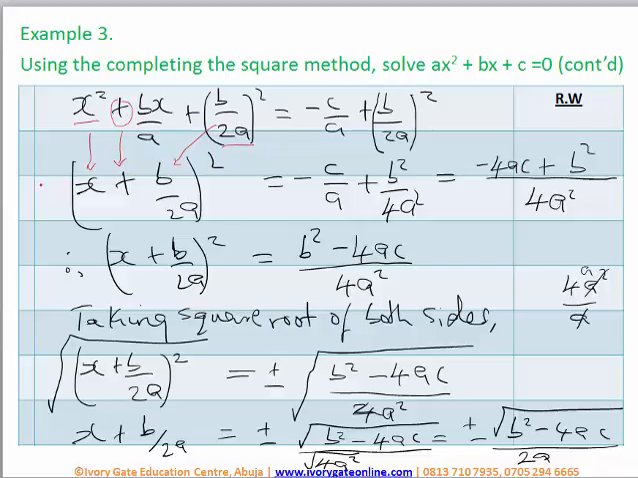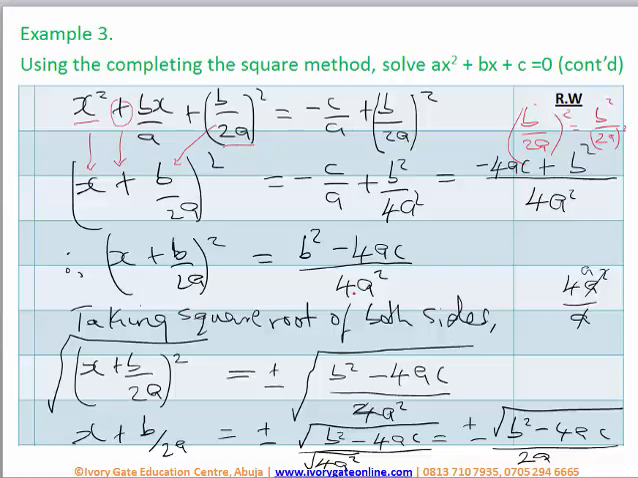Okay, then this is equal to minus c over a plus b squared over, why b squared? Because this is b raised to power 2 over 2a, this is b over 2a all squared is equal to b squared over 2a all squared. Then 2a all squared is 2 raised to power 2, which is 4, then a raised to power 2, which is a squared. Then the next thing to do is to take the LCM. LCM of a and 4a squared is 4a squared.